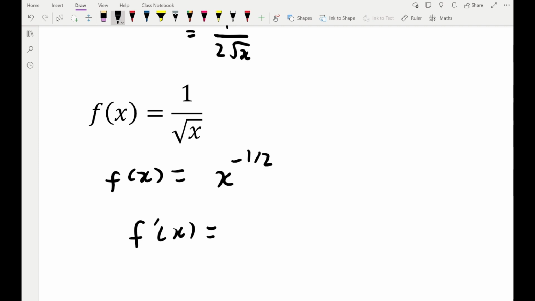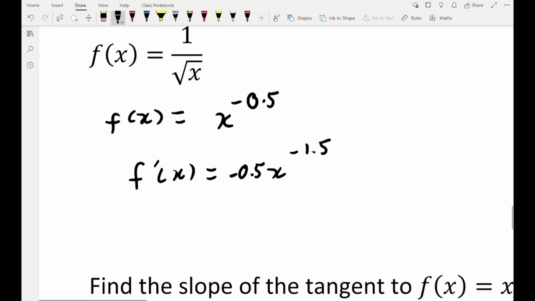If I do the derivative, minus a half comes out the front, and our new power is minus 3 over 2. This may actually be easier for you to see if I use decimals, so I'll just do that. Our original one was minus 0.5, so minus 0.5 comes out the front. What's 1 less than minus 0.5? It's minus 1.5.